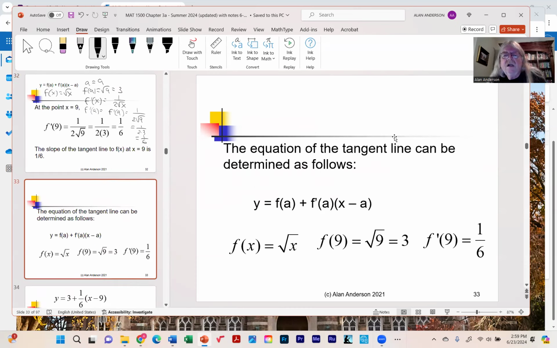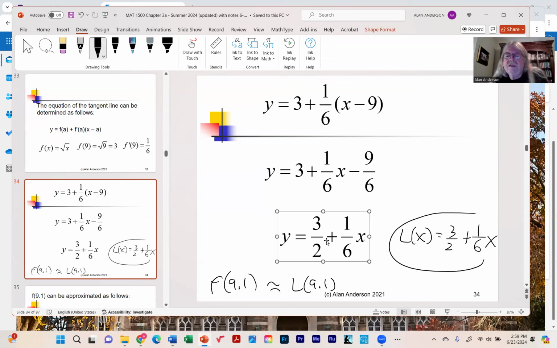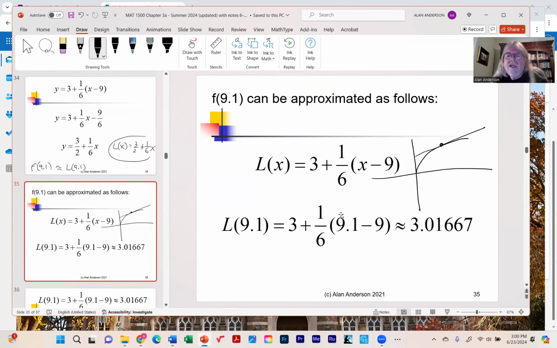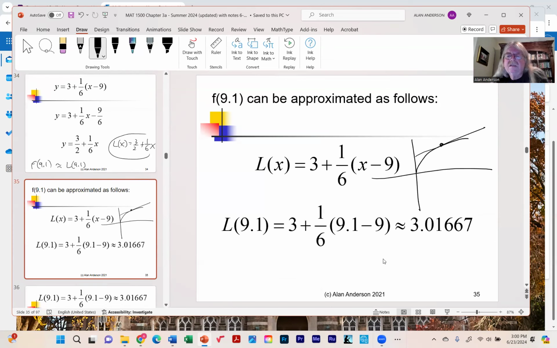We bring these together, and here's our final result. And of course, you could leave it like that if you wanted to, but we usually just rewrite it in the traditional slope-intercept form. And so that would be here. That's what we mean by our linear approximation, by the way. So now to solve for f of 9.1, we're going to evaluate this linear function at 9.1. And when we do that, you'll see that it's about 3.01667.